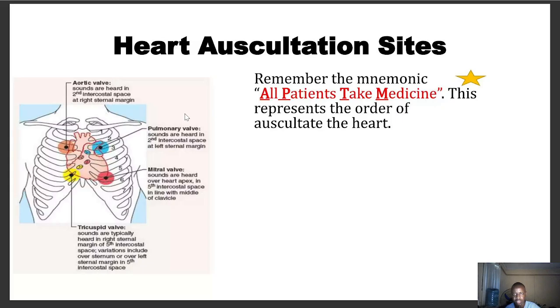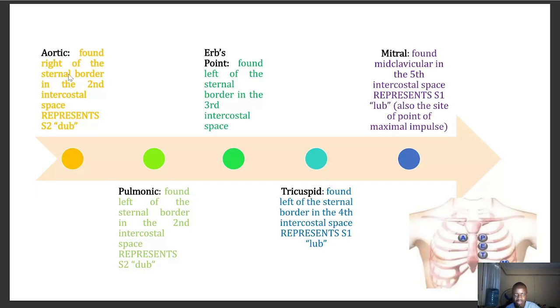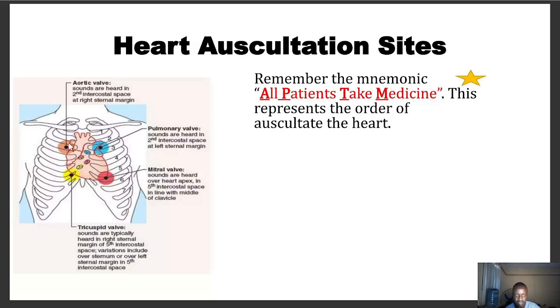So what are the points or the sites that we listen to? With a mnemonic, you can go with "All Patients Take Medicine." A, we talk of the aortic valve. P, the pulmonary valve. T, the tricuspid valve. Then M, the mitral valve. The aortic valve is always found right of the sternal border in the second intercostal space. Let's try and see, it's over here.